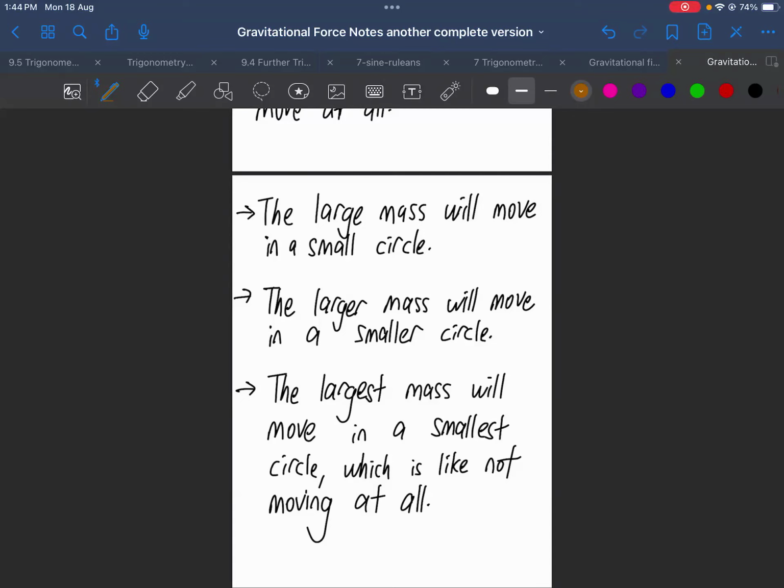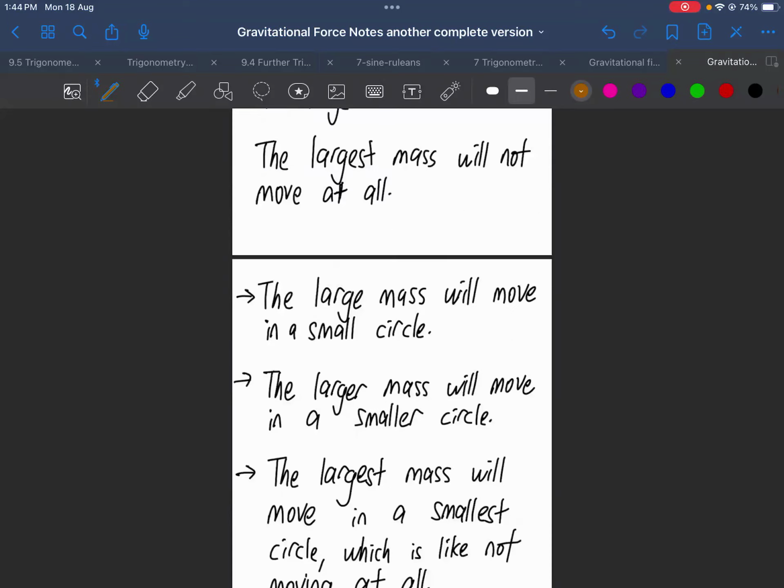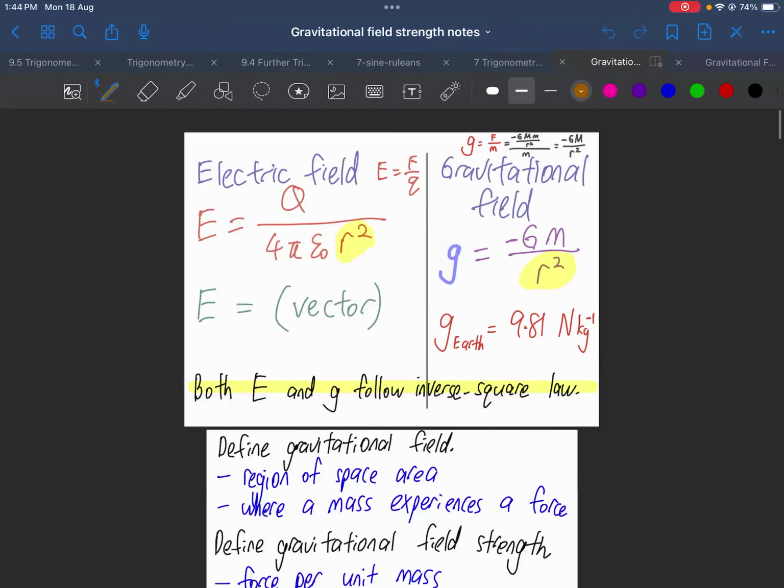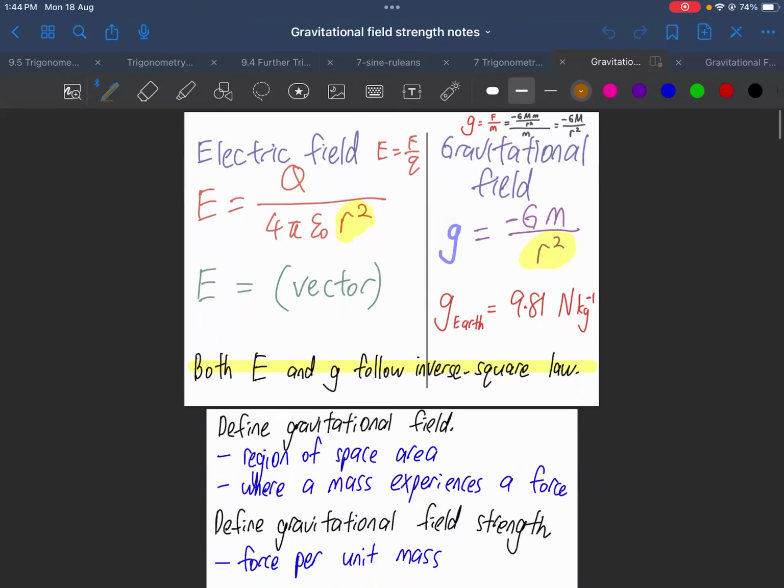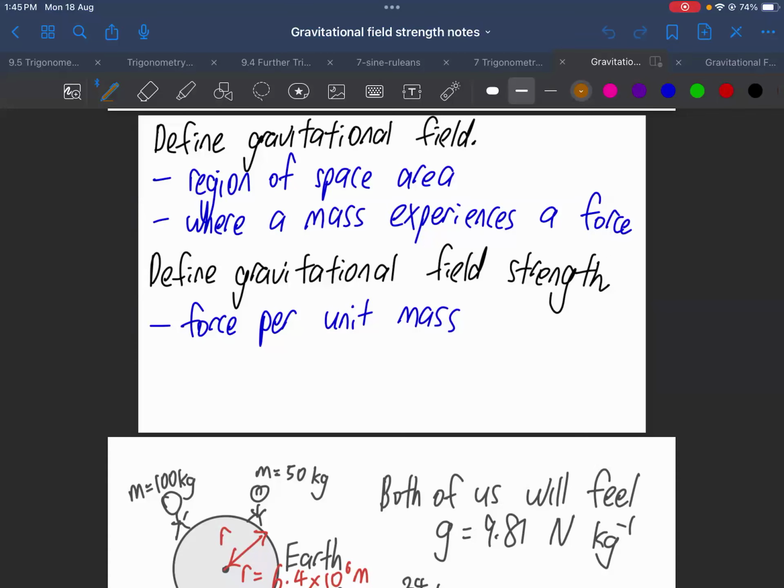Okay, can I move on to gravitational field now? Yeah, no problem. Okay, so now please define gravitational field.